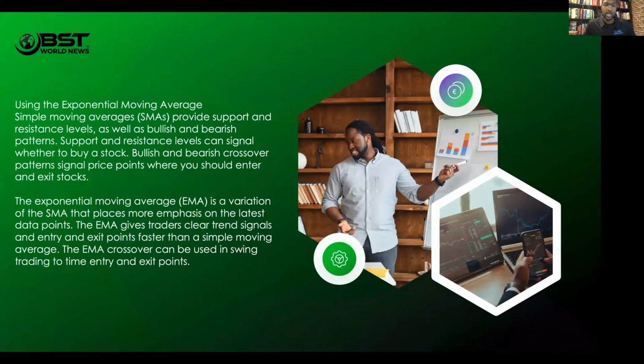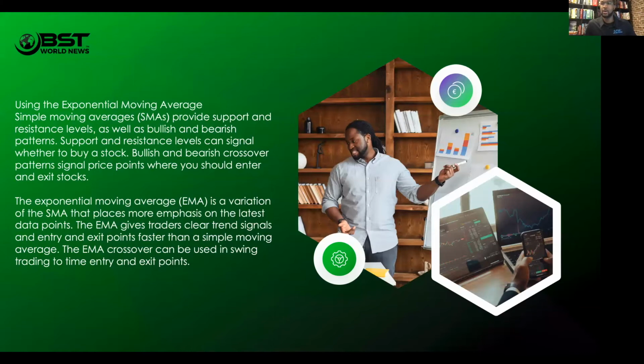All right, but the exponential moving average is a variation of the simple moving average that places more emphasis on the latest data points. The EMA gives traders clear trend signals and entry and exit points faster than a simple moving average. The EMA crossover can be used in swing trading to time entry and exit points.